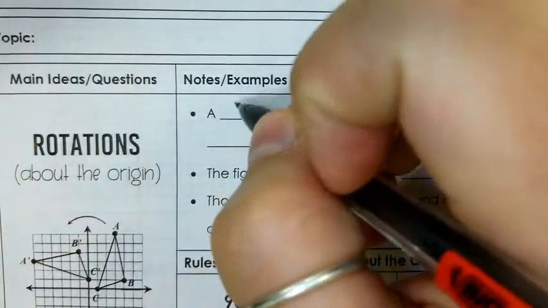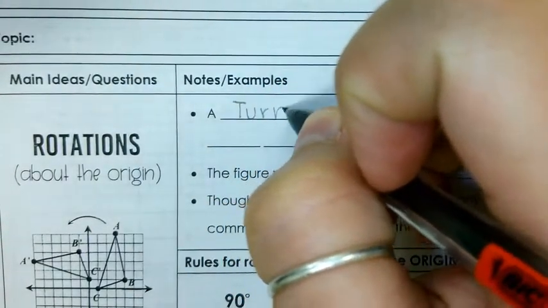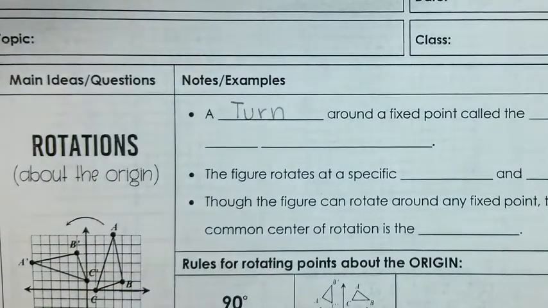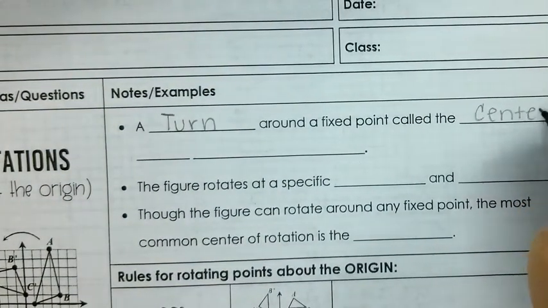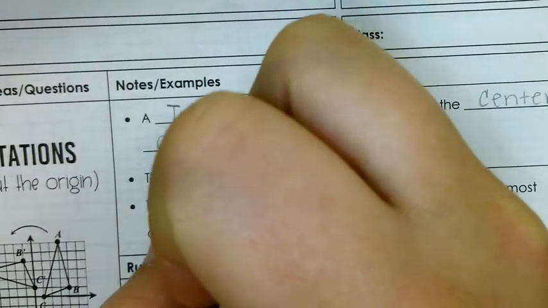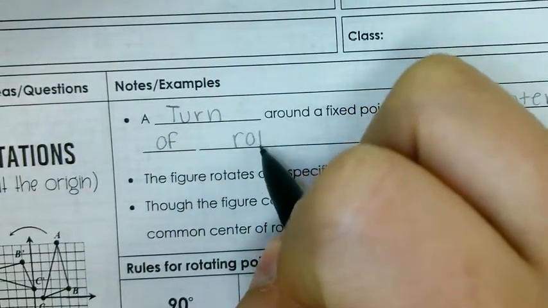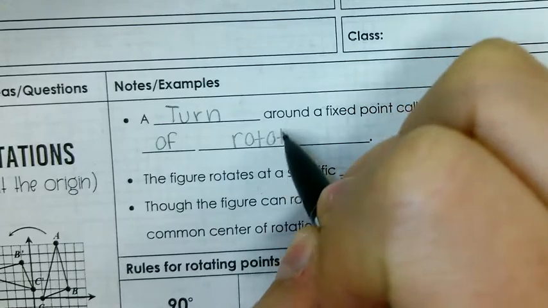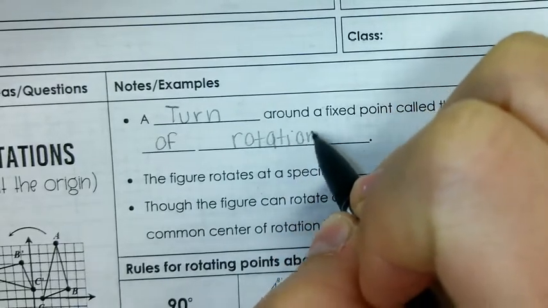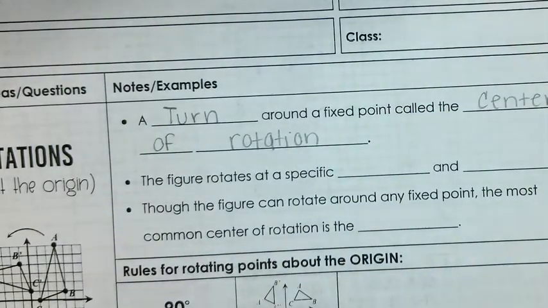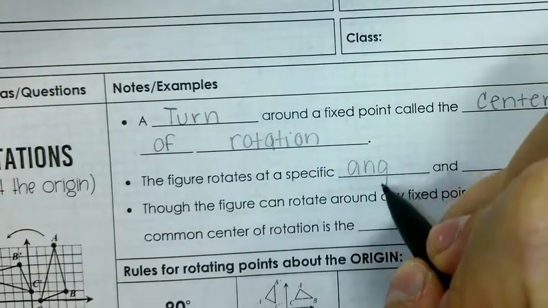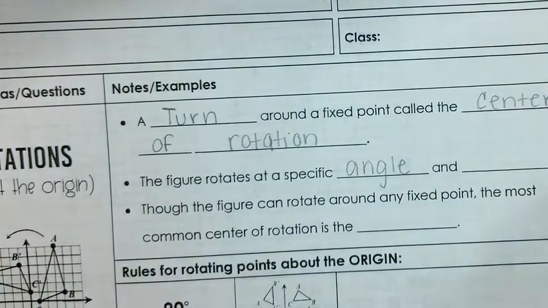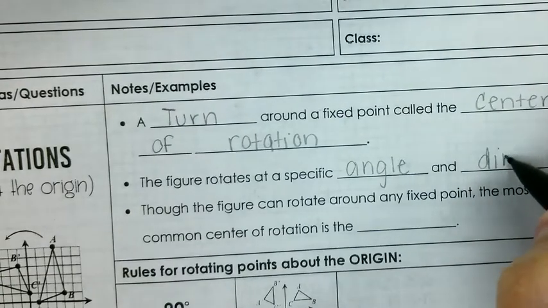It is a turn around a fixed point called the center of rotation. The figure rotates at a specific angle and direction.